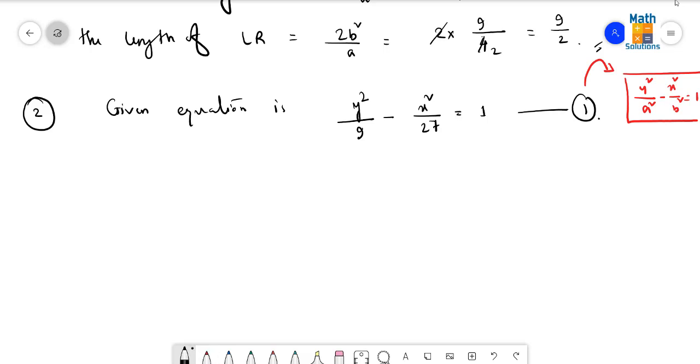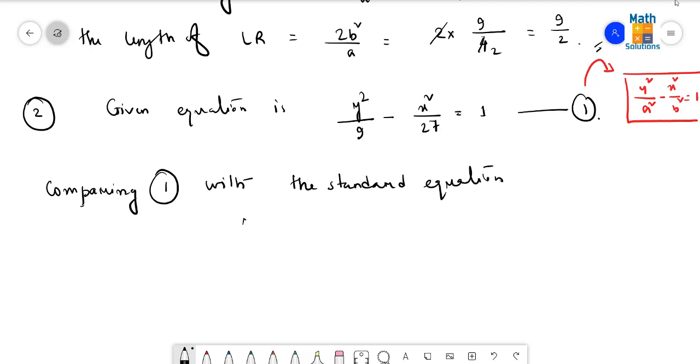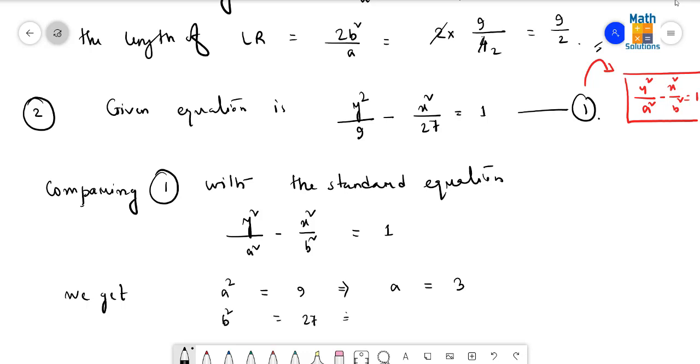So after this we can write, comparing 1 with the standard equation y square by a square minus x square by b square equals to 1. What shall we get here? We get a square as 9, which will give us a as 3. Then b square comes as 27, and its square root will of course be equal to 3 root 3.